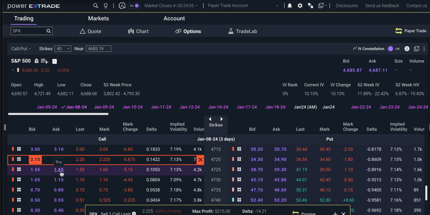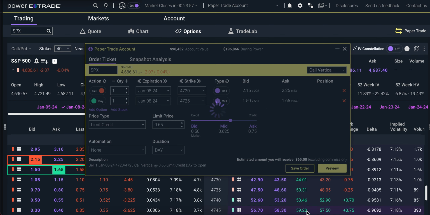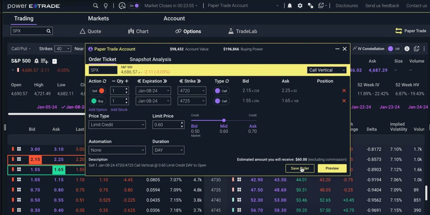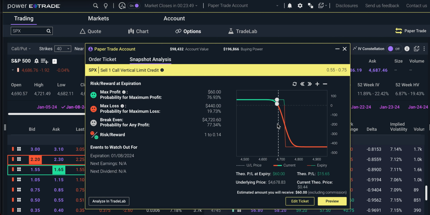So what you could do is sell, for instance, the 47.20, and then just buy the very next strike, right? Creating a spread. So this is going to be your call vertical spread. And we can see that this is set for January 8th. But let's look at the snapshot analysis here. And you can see, oh, that's the difference.